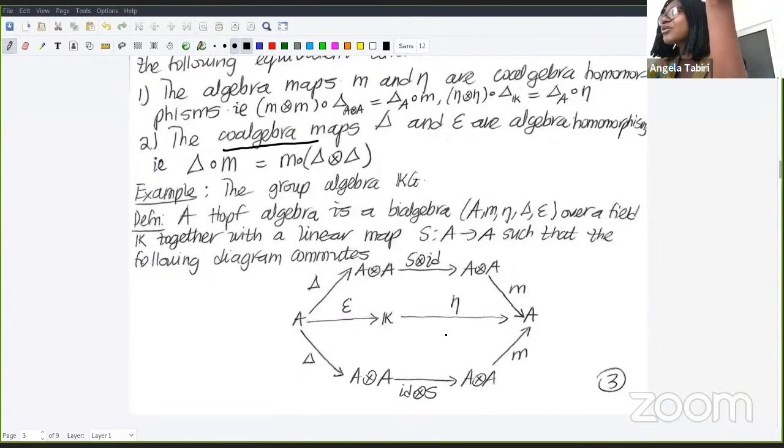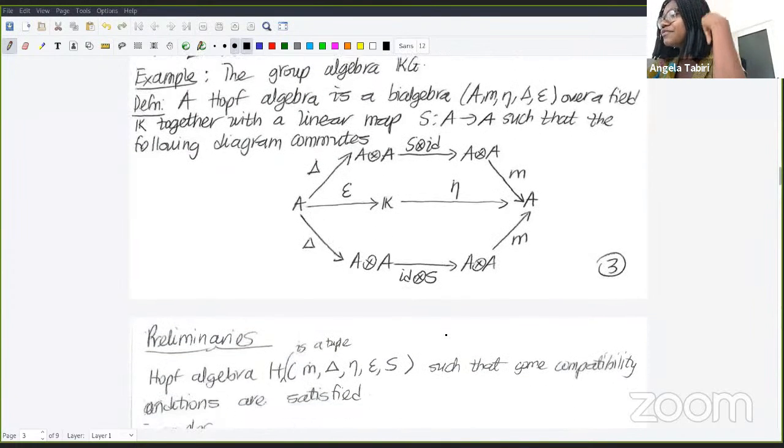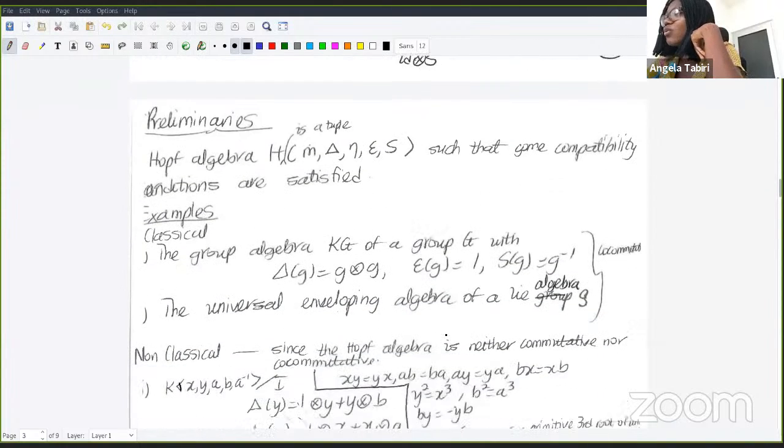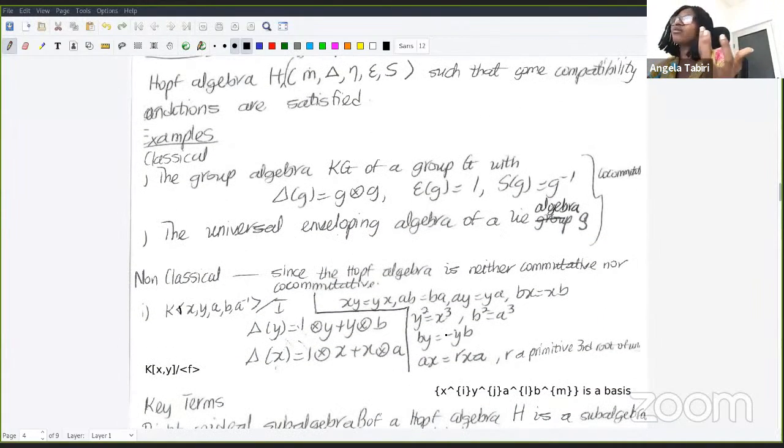Okay, so we saw that the group algebra was a bialgebra. So all we need to define it to be a Hopf algebra is to define what the antipode is. So the antipode you can think of as a generalization of the inverse map in the group, because Hopf algebras are generalized groups. So you define the antipode on your group elements to just be the inverse of your group elements. Or if you know what a universal enveloping algebra is, then it is also a Hopf algebra. Okay, so we now know what a Hopf algebra is.